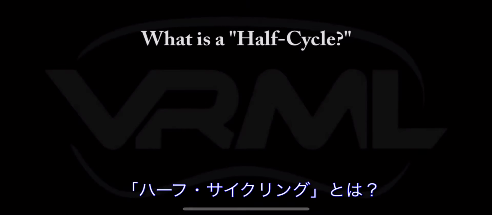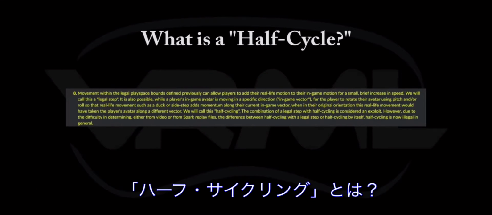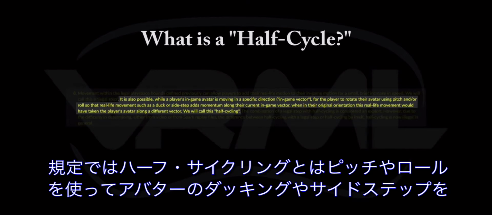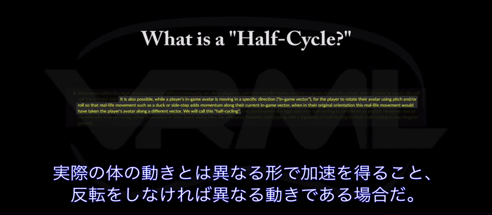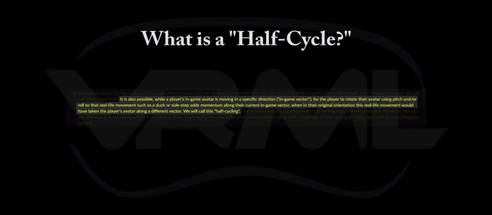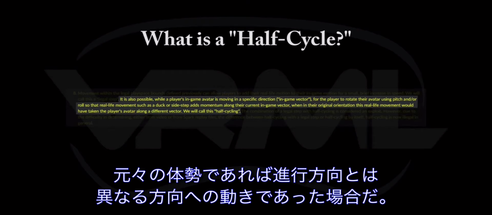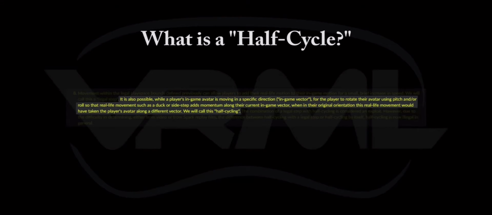What is a half cycle? Per the rules, half cycling is when a player rotates their avatar using pitch and/or roll so that their real-life movement, such as a duck or sidestep, adds momentum along their current in-game vector, when in their original orientation, this real-life movement would have taken the player's avatar along a different vector.